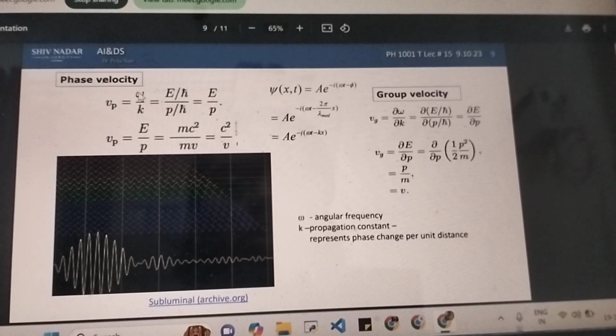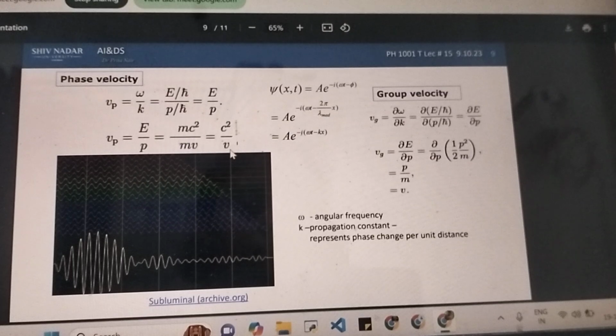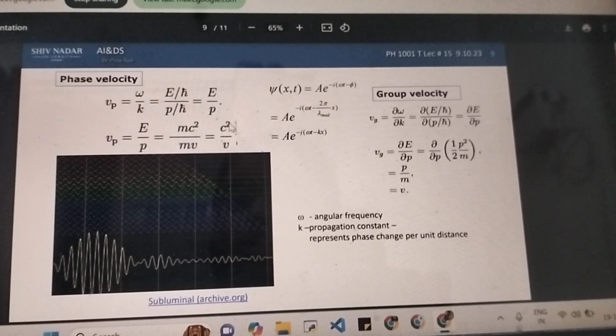So your phase velocity will be omega by k, and the formula for omega is E by h cross. The formula for k is P by h cross, where E is energy, P is momentum, and h cross is Planck's constant divided by 2 pi. So the h cross and h cross cancel each other, so it becomes E by P, which is mc squared by mv. E is equal to mc squared as we saw, and momentum is nothing but mv. So phase velocity is c squared by v, where c is the velocity of light, 3 into 10 to the power 8 meter per second, and v represents the group velocity.